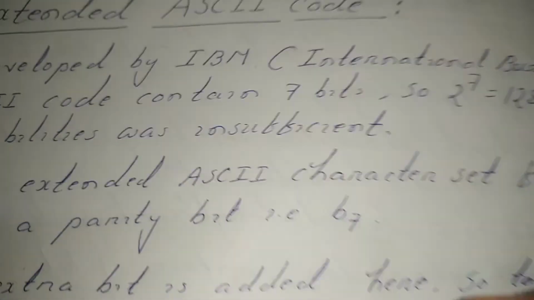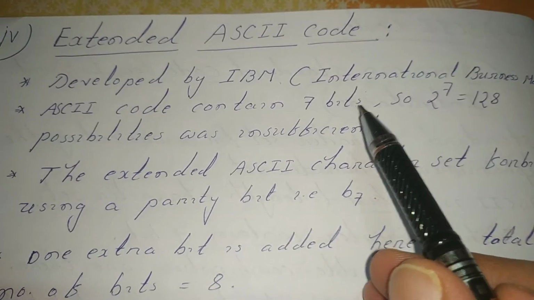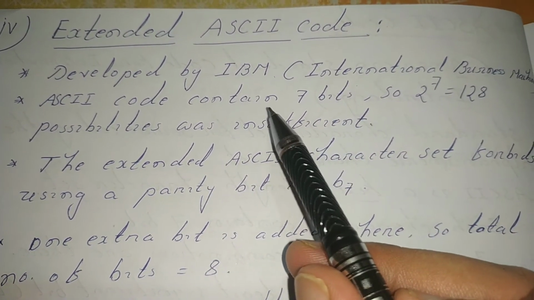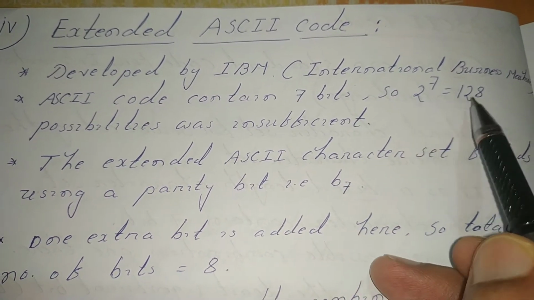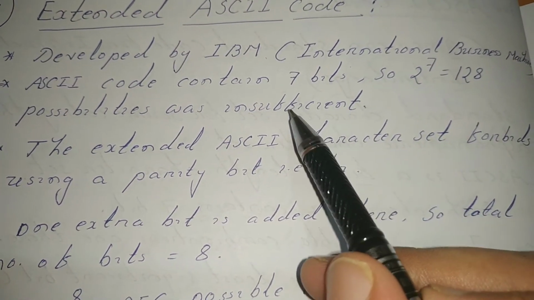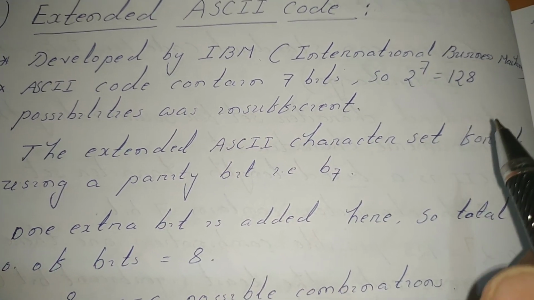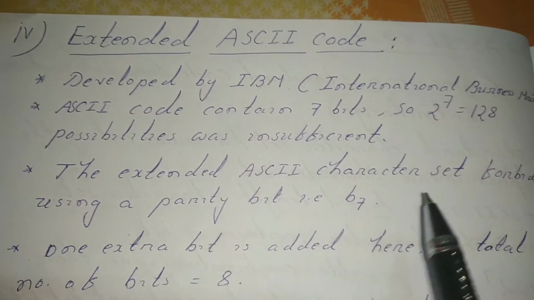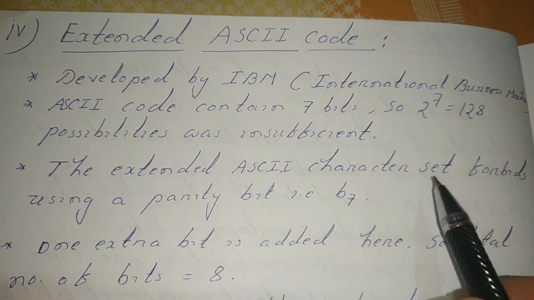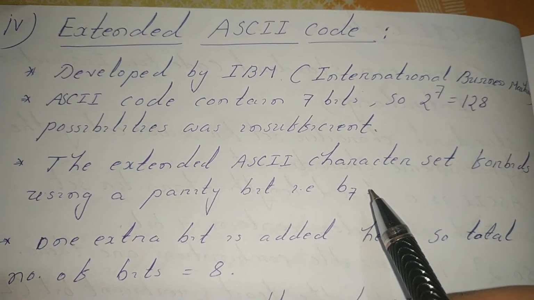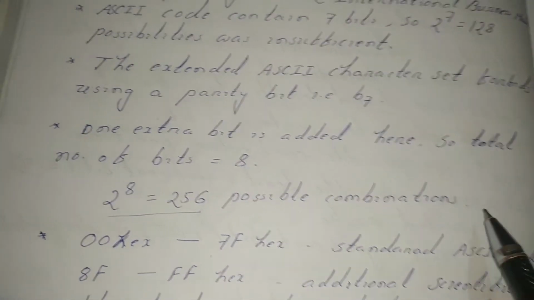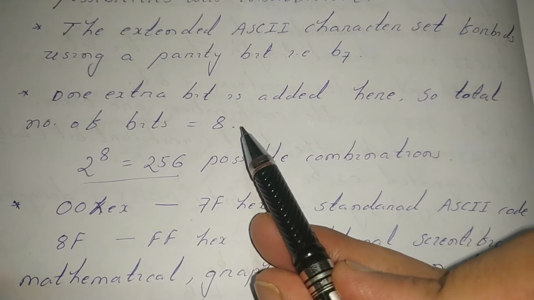Okay, then next one is your extended ASCII code. That is first developed by the IBM. IBM is International Business Machine, and ASCII code contains 7 bits. So 2 to the power 7, total 128 possible combinations or codes are there, but that is also insufficient. So that's why the standard ASCII code was extended, and here the extended ASCII code forbids the use of the parity bit B7. Okay, and that bit is also used to represent the data, and one extra bit is also added, so the total number of bits is here 8.